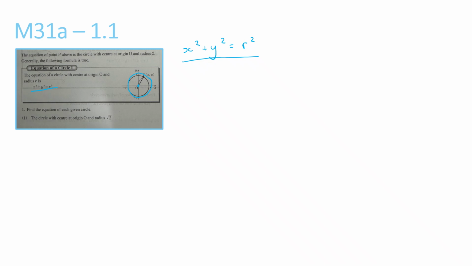So, our first step, x squared and y squared stays the same. X squared plus y squared, I shouldn't have put the equals there, x squared plus y squared equals, and then r squared, so the radius squared. The radius is root 2, so root 2 squared is just 2. So the equation is x squared plus y squared equals 2.